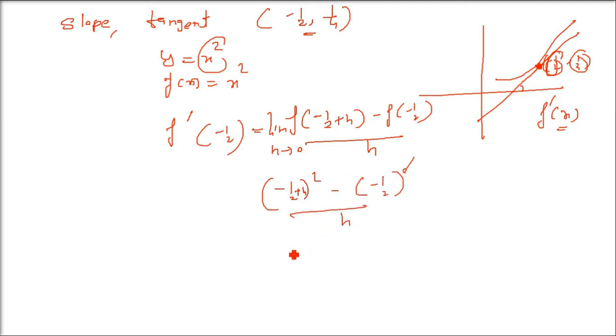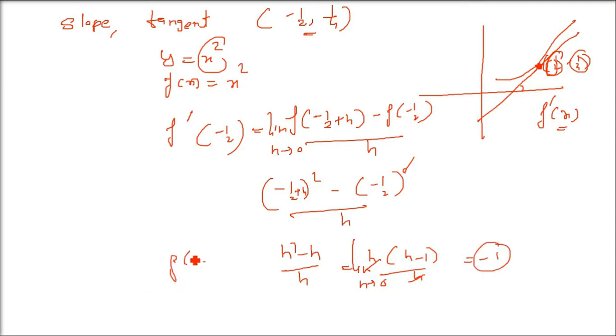I'm just telling you the answer, because I don't want to get into the detail of this solution. H squared minus h by h, you can take h common, and it is going to be minus 1. So the slope is minus 1 from the positive x-axis. Essentially, we have found the derivative f dash of minus half of this function, that is the value of the derivative at minus half.